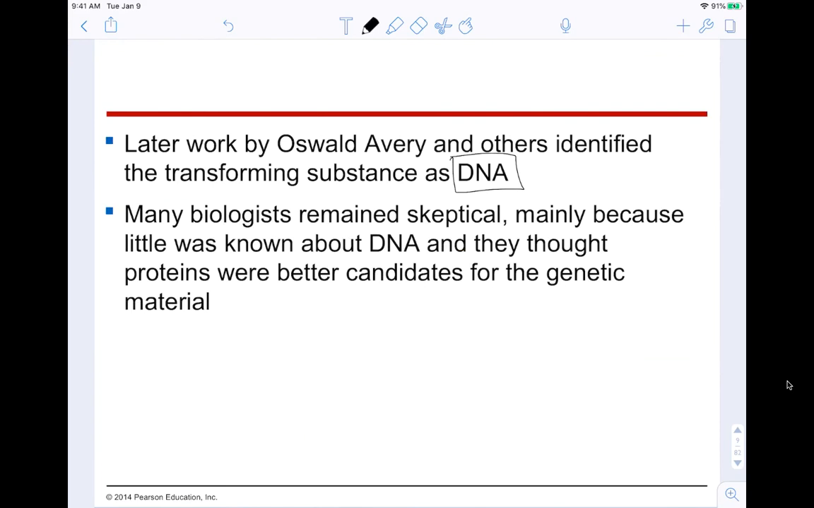So many biologists remained skeptical, mainly because little was known about DNA, and they thought that proteins were better candidates for the genetic material. So a lot of people were still on board with proteins, but we know that that is not the correct answer. We know that the genetic material is, in fact, DNA. And a lot of people were supportive of the DNA being the genetic material, but there were still some that had doubt that protein was a better candidate for the genetic material.